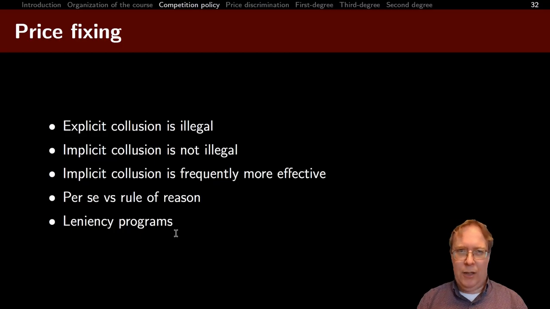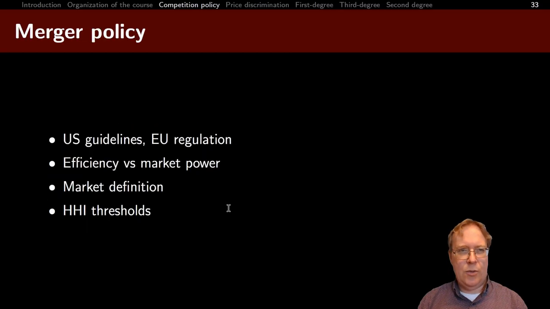So if you are part of a cartel, but you go to the competition policy authority and you spill the beans, you admit that you are part of this conspiracy and you also give the proofs, then your fine will be much lower than that of your co-conspirators that didn't come forward. Let me not go into this.